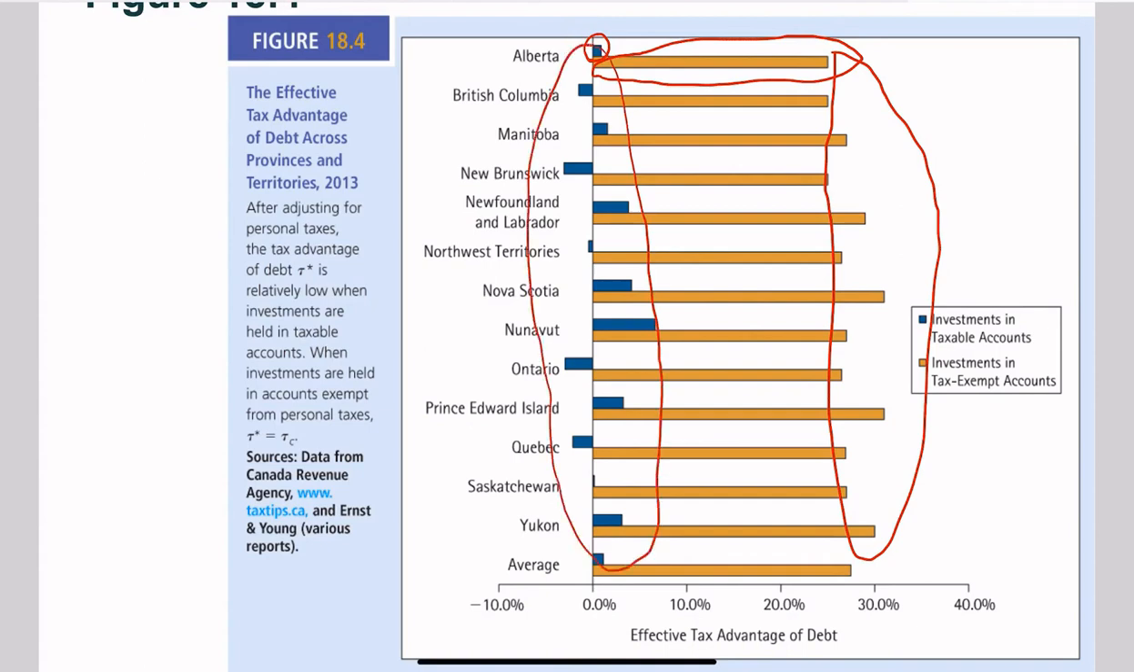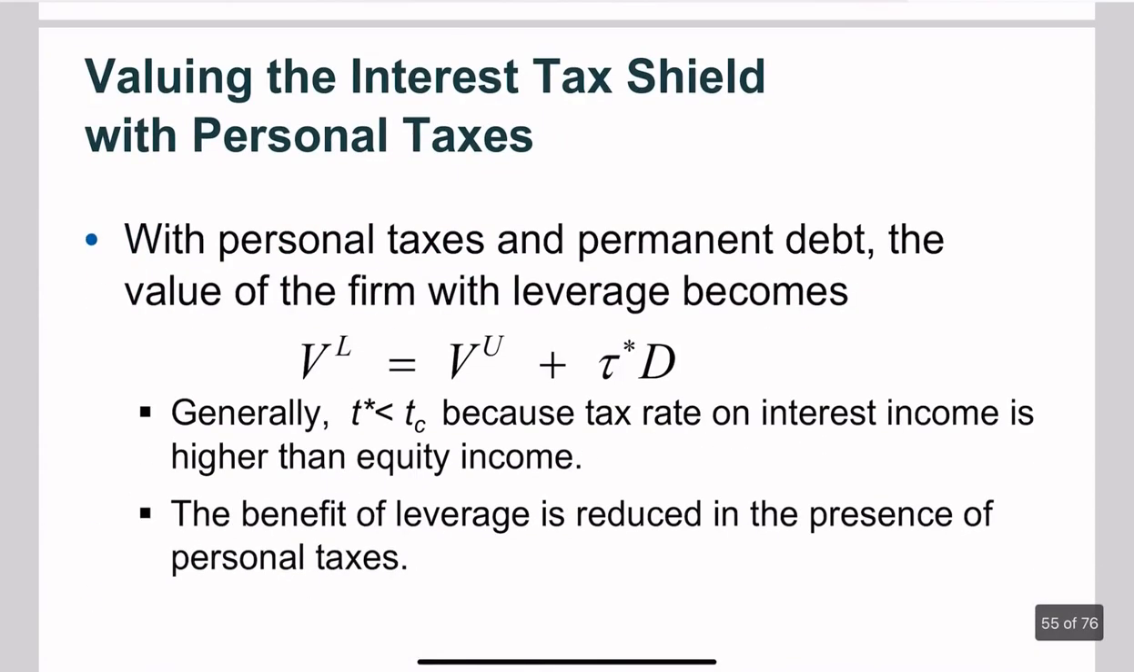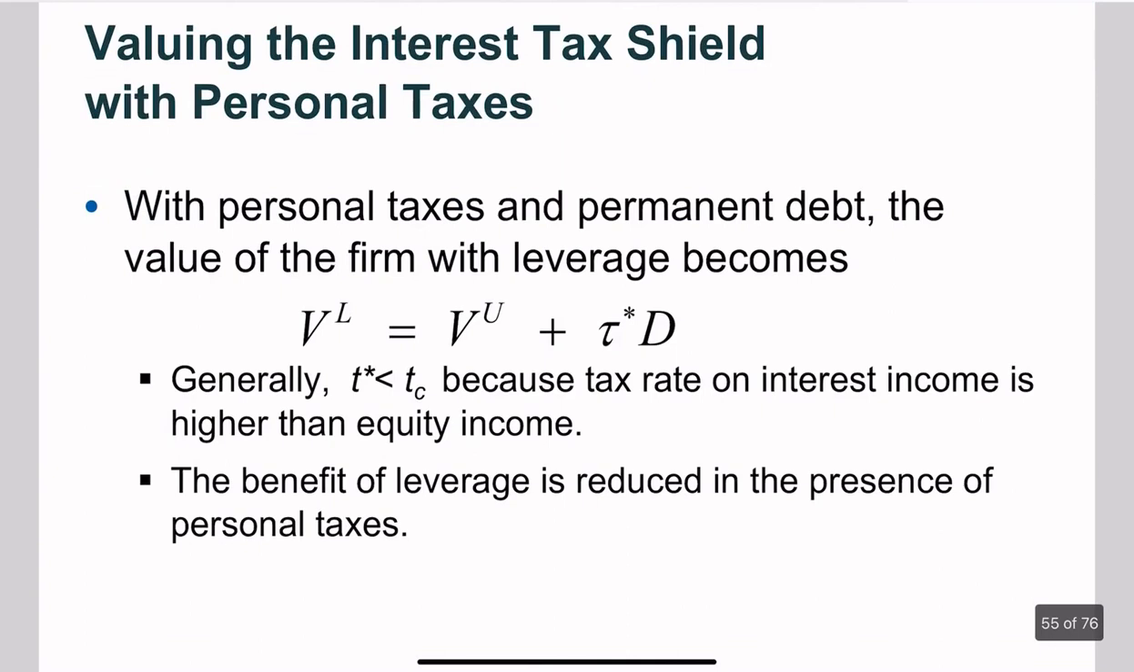And for some provinces, the tax advantage of debt even becomes negative. It essentially means for these provinces, there are tax disadvantages. Okay, now let's proceed to this classic topic, valuation.